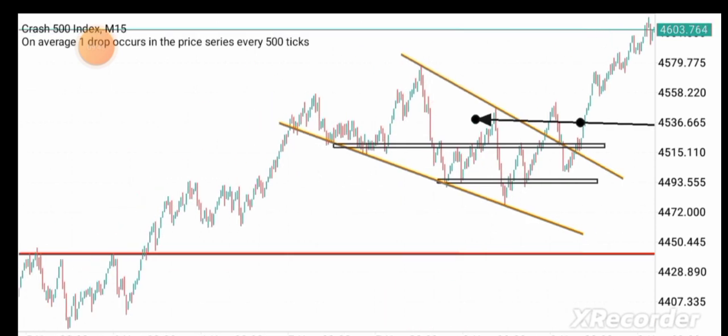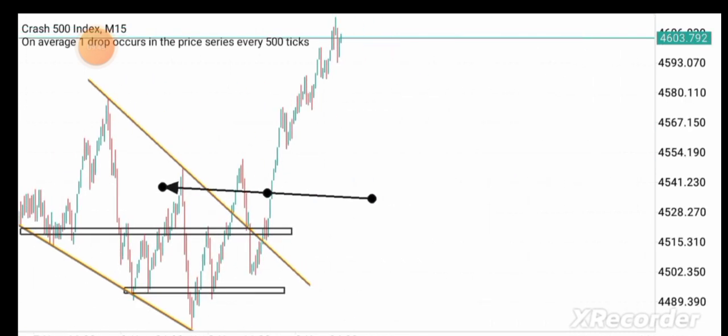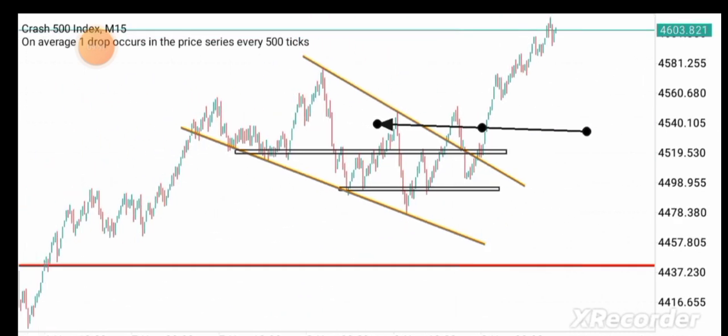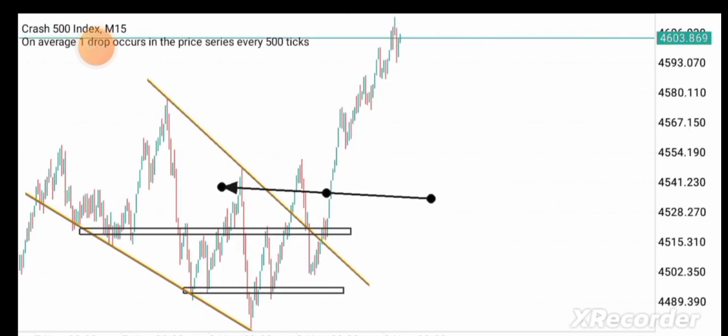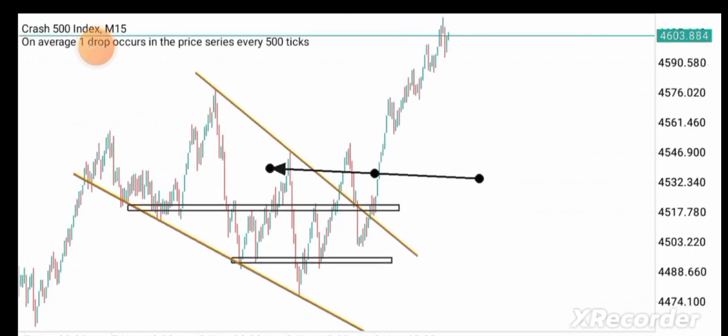I don't want to make this video too long. I will show you other examples of this same setup and how it plays out, guys. So you just keep practicing this. Go and backtest first, then practice on your demo account, then go to your real account and print the money.